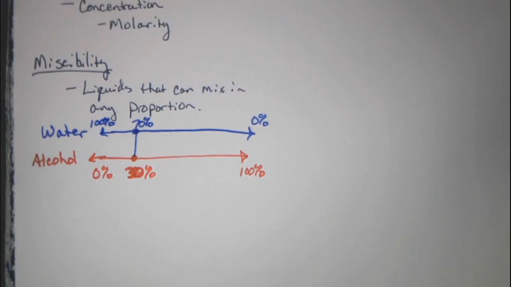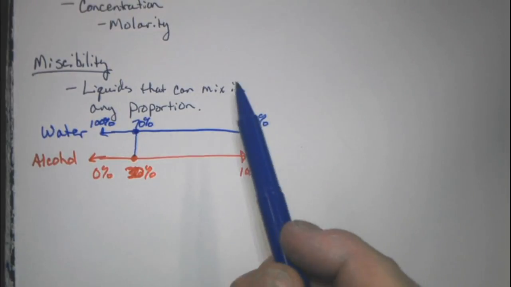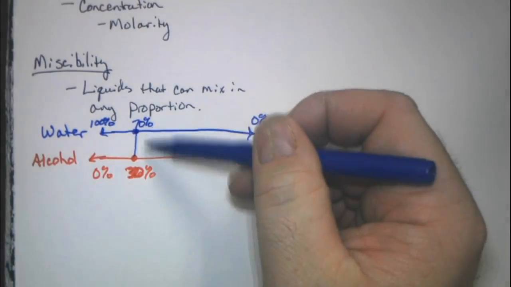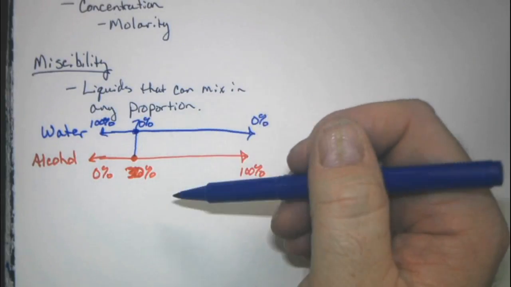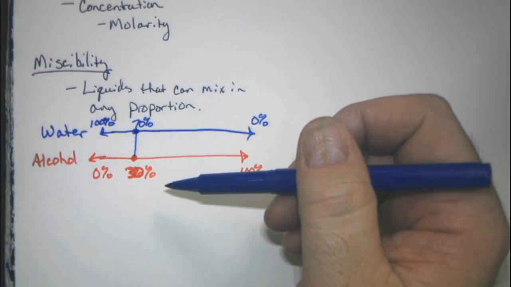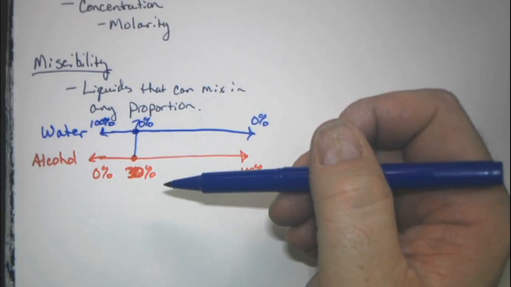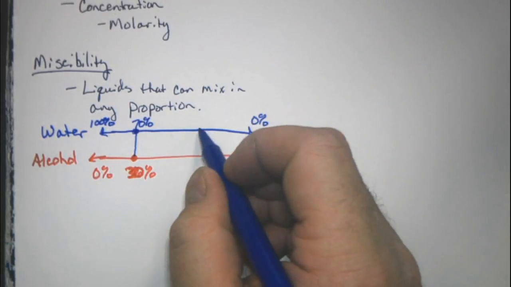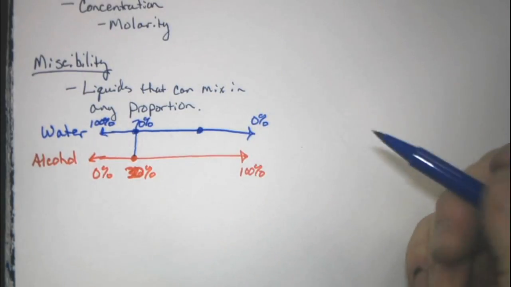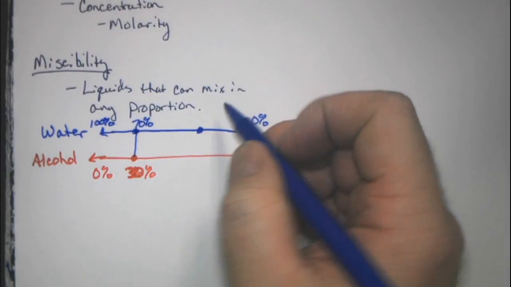Nice one, Mr. Eagles. Okay. Right. So you could easily have a 70% water, 30% alcohol solution. That, by the way, would be 60 proof. Okay, for those of you that are interested in that sort of thing, which is hopefully none of you.